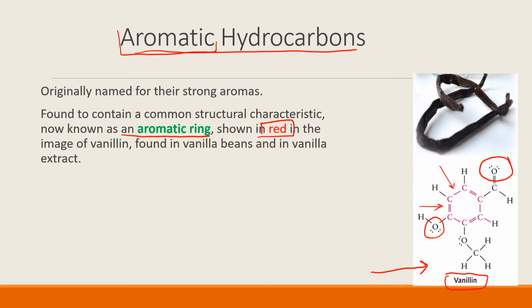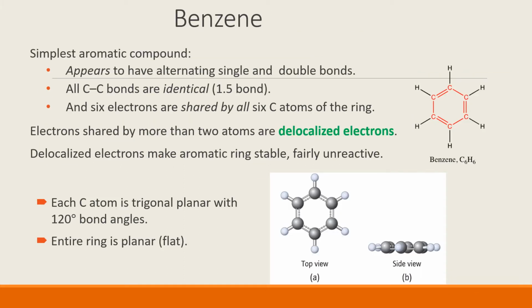And this characteristic aromatic ring is found in all aromatic hydrocarbons. The simplest aromatic compound is benzene. Benzene has an aromatic ring with a hydrogen atom on each carbon atom of the ring, and the structure of benzene is shown here.